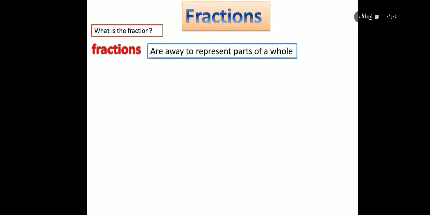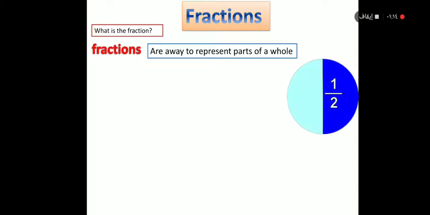What is fraction? Fractions are a way to represent parts of a whole. زي ما احنا هنشوف دلوقتي.